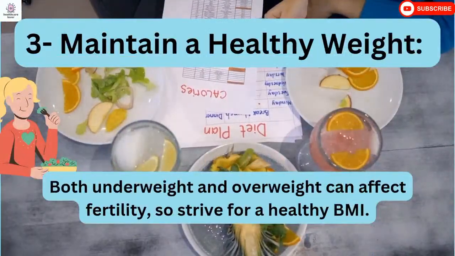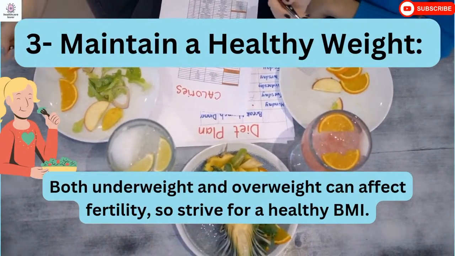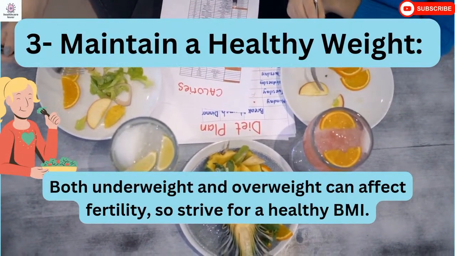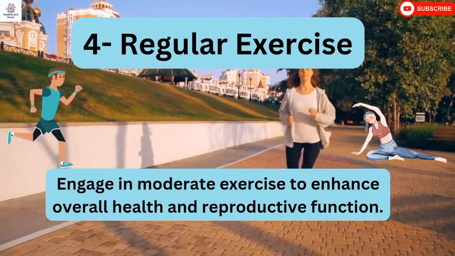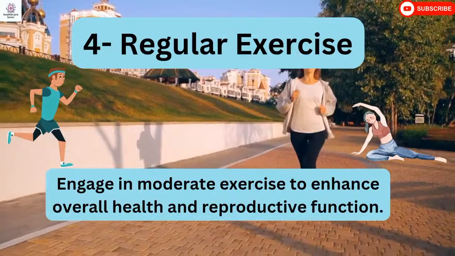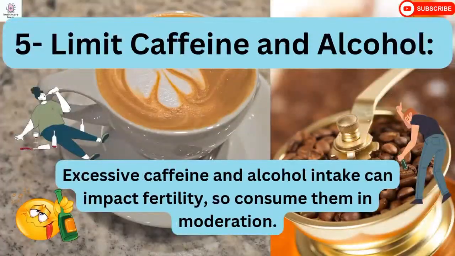3. Maintain a healthy weight. Both underweight and overweight can affect fertility, so strive for a healthy BMI. 4. Regular exercise. Engage in moderate exercise to enhance overall health and reproductive function. 5. Limit caffeine and alcohol. Excessive caffeine and alcohol intake can impact fertility, so consume them in moderation.